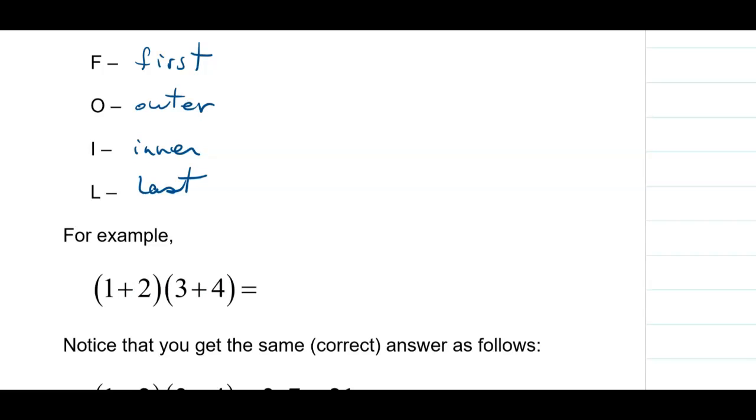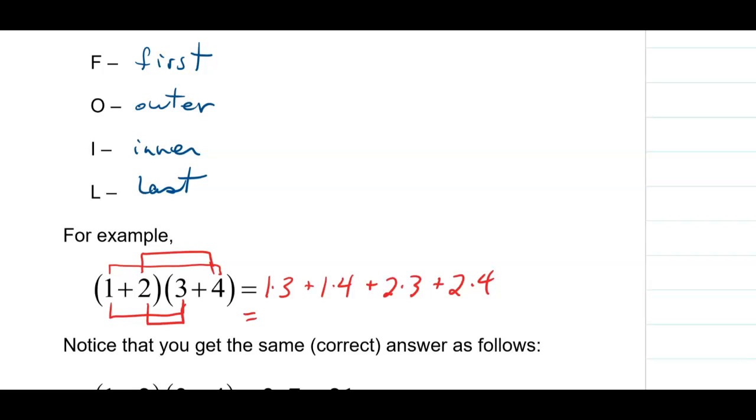So what I often like to do is this: first terms, I will connect a line like that to the 1 and the 3. Those are the first terms, and so that's a 1 times 3. Outer, I'll push out to the outer terms, the 1 times 4. The inner is the 2 times the 3. And the last is the 2 times the 4.